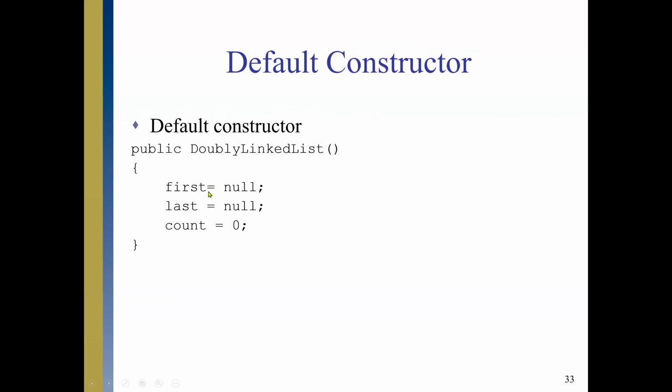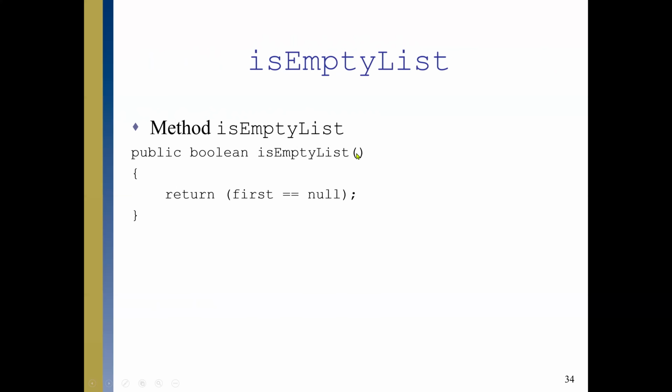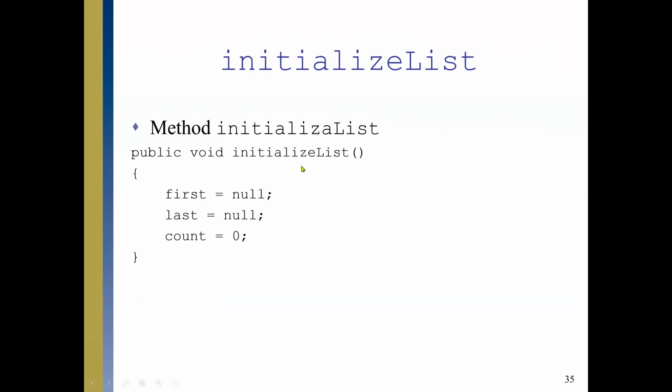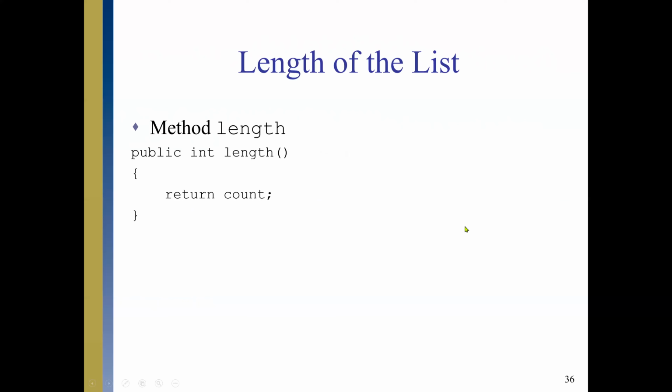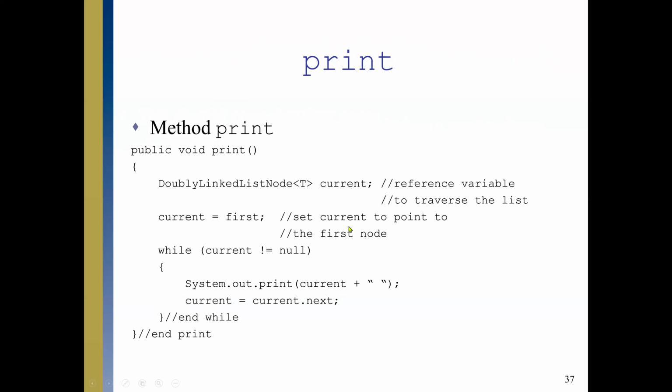So the default constructor means we are going to set null for both the first and last, and also set the count to 0. To check if it's empty, we check if the first is equal to null. Always the same, so it's the same as a simple linked list. The first pointing to null means we don't have anything. To initialize the list, we also initialize both the first and last to null, and also make sure the count is 0, there's nothing here. Then to check the length of the list, the same as a simple linked list, we return the count.